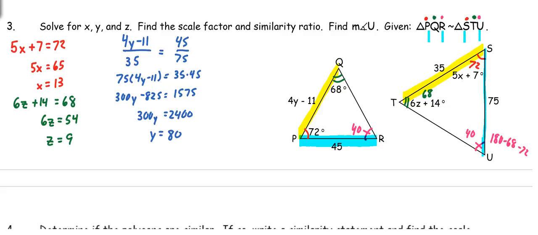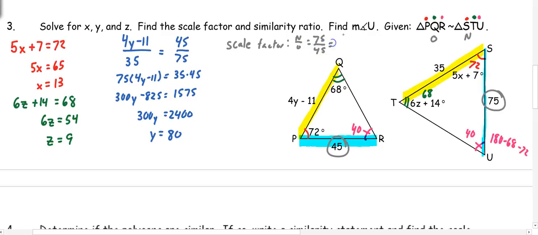Then we need to find our scale factor and similarity ratio. So for the scale factor, we already have a side that has a number in each part of the triangle. So remember that the scale factor is new over old. So the first triangles are old, the second triangles are new. So we have 75 over 45, and that reduces to 5/3. Our similarity ratio is old over new, so we can just take the reciprocal. So our similarity ratio would be 3/5.